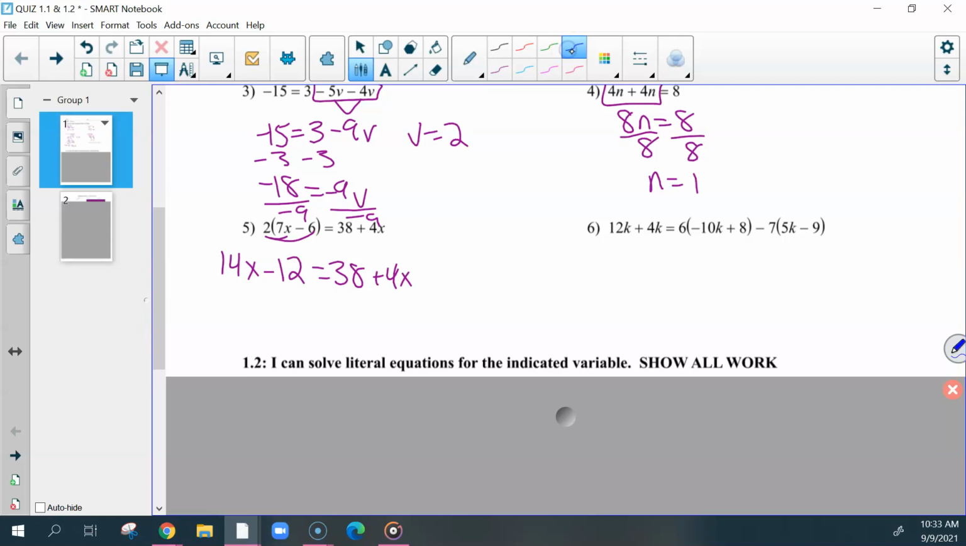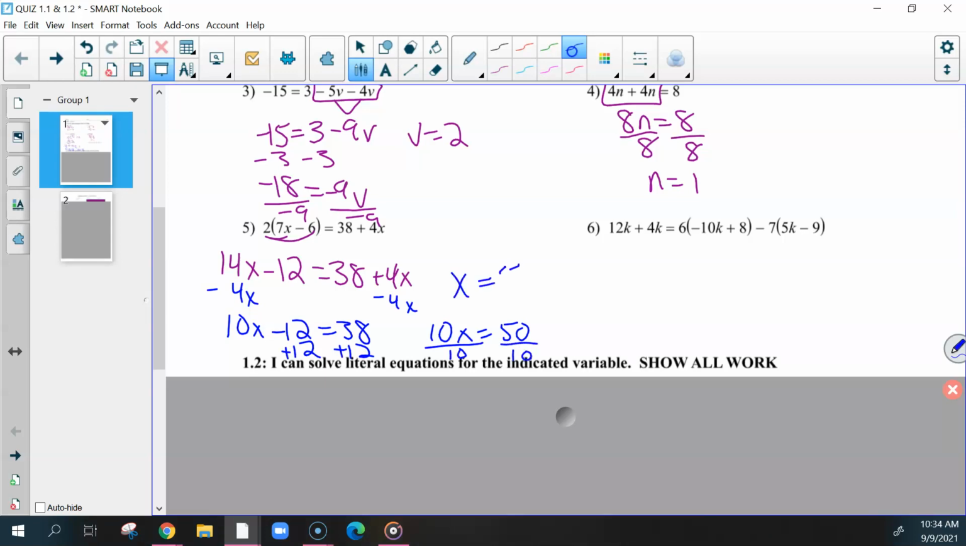So if I subtracted 4x to this side, I'd end up with 10x minus 12 equals 38. Then I would need to move 12 back to the other side to get 10x equals 50. And then divide both sides by 10 to get x equals 10.